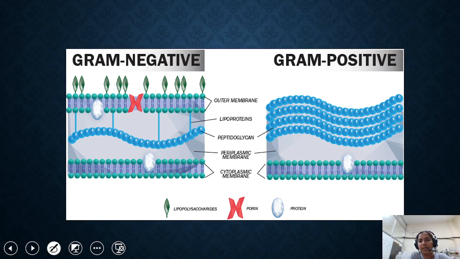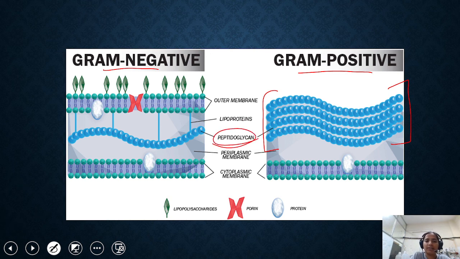This is the membrane structure of gram positive and gram negative bacteria. You must remember that in gram positive bacteria a thick peptidoglycan layer is present. But in gram negative bacteria only a very thin layer of peptidoglycan is present. So penicillin usually attacks this peptidoglycan layer. In gram negative bacteria, as you can see, the layer is very thin and it won't be able to destroy it properly.